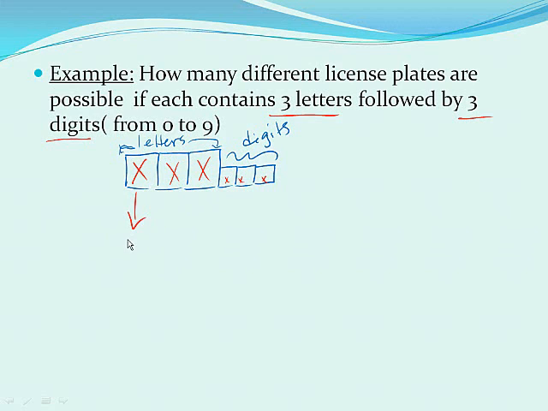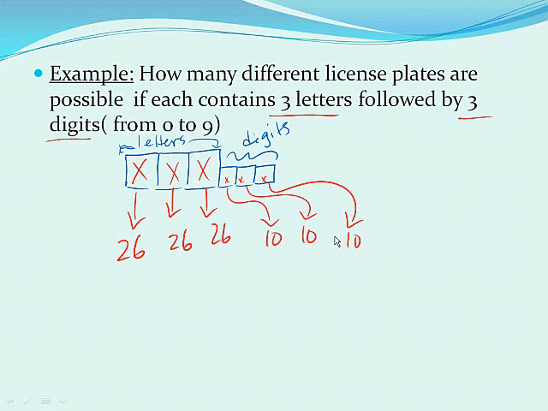First letter can be any of the 26 letters. Second letter can be any of the 26 letters because we can repeat the same letter. Third letter could be any of the 26. The first digit could be any of the 10 digits. Again, because we can repeat the same digit, the second digit can be any of the 10 digits. The third digit will be any of the 10 digits.